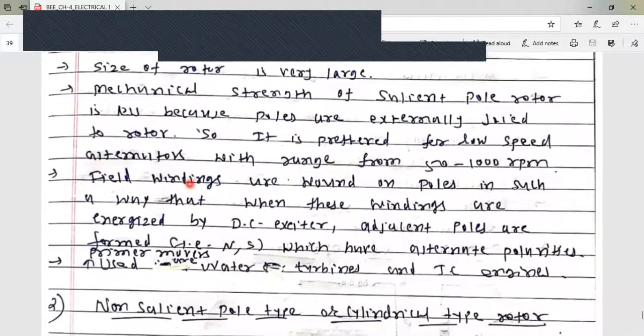Now, we have seen in the figure that field windings are wound on poles in such a way that when these windings are energized by the DC exciter, when we apply DC voltage to the field windings wound on the poles, adjacent poles are formed which have alternate polarities, north, south, like this. And the prime movers used here are water turbines and IC engines.